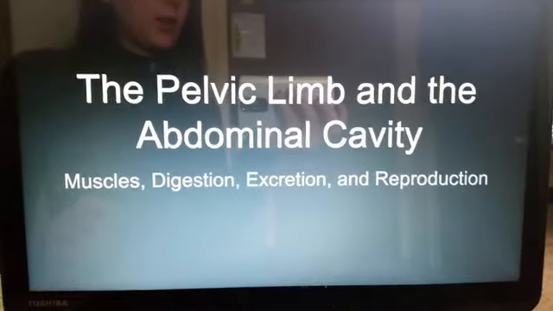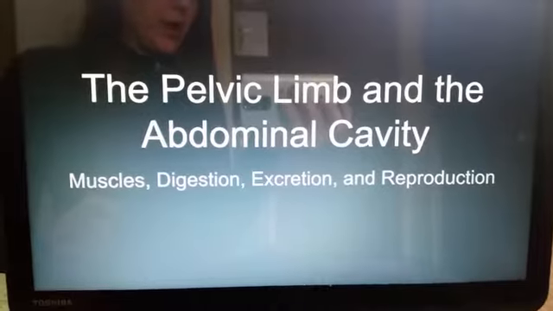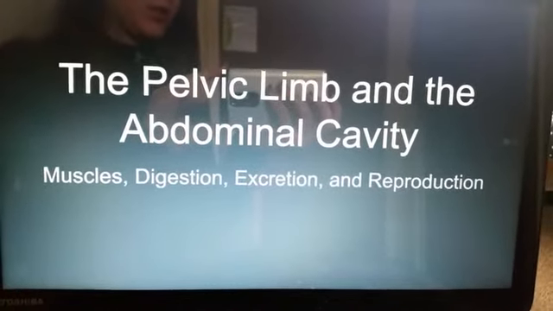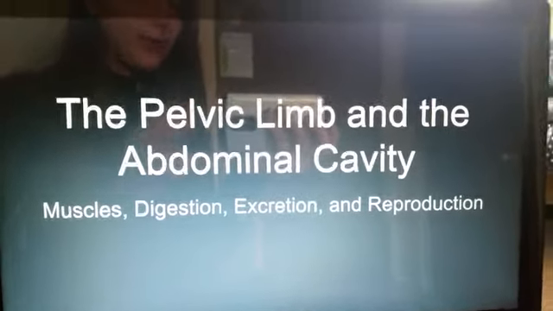The next section of the video is about the pelvic limb and the abdominal cavity. This section will cover muscles, digestion, excretion, and reproduction of the calf.